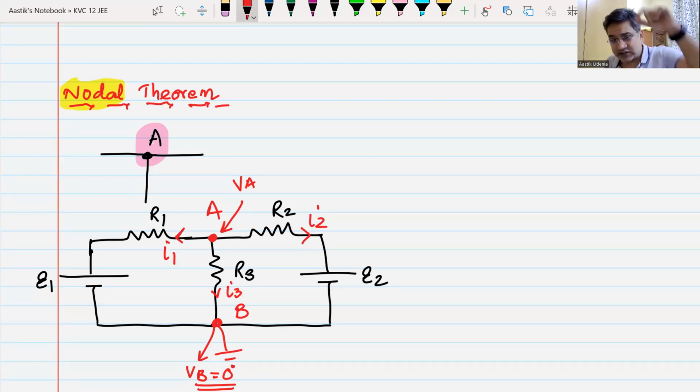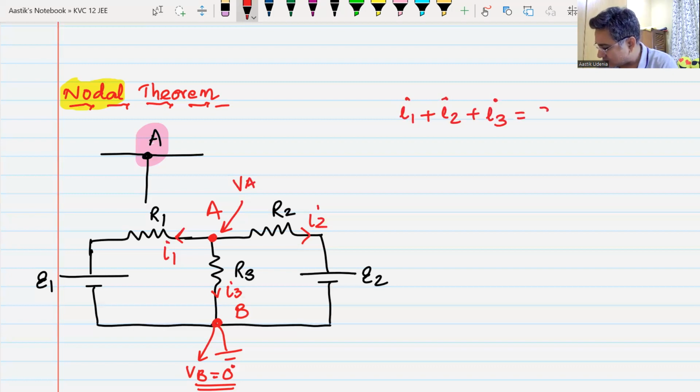Now I can apply the junction theorem at point A. When I apply the junction theorem at point A, I will get I1 plus I2 plus I3 equal to 0. Do we understand this? Yes or no? Yes, sir. Junction theorem, one has to be incoming.